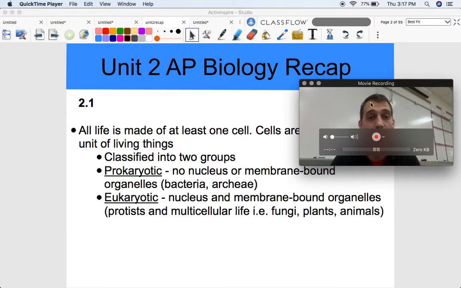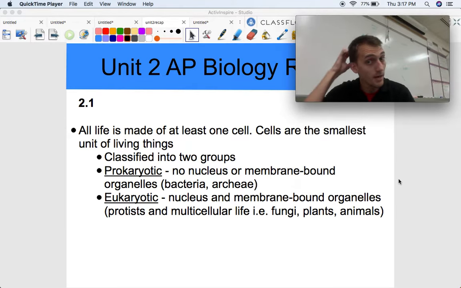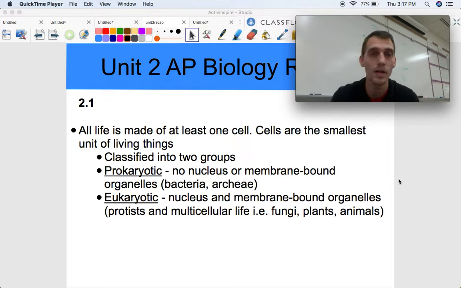Some of the main ideas here is that all life is made of at least one cell. So last unit was all about the molecules of life, how they work, biochemical reactions, that kind of stuff, hydrolysis, dehydration synthesis. Now we're getting into the unit of a living thing, which is a cell. And all life, in order to be a living thing, you have to be made of at least one cell. And thus cells are the smallest unit of living things.